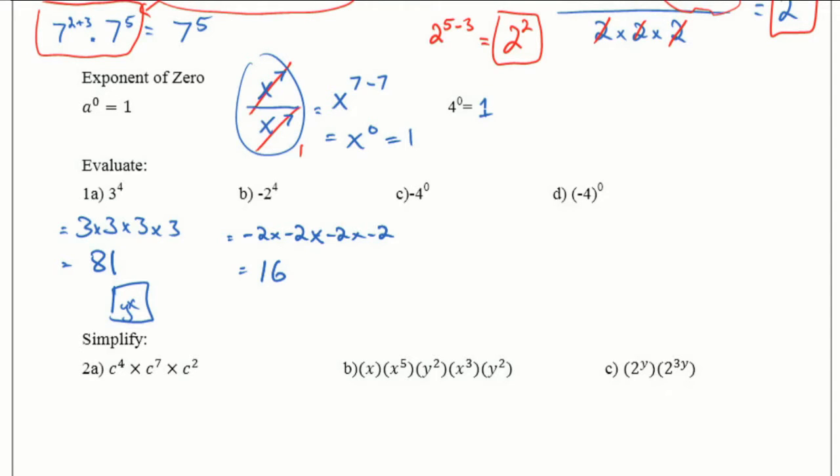Just as a bit of an aside, if I had the same question, negative 2 to the power of 3, that would be negative 2 times negative 2 times negative 2. You can see how I have 1 negative sign, 2 negative signs, 3 negative signs. So the first two are going to give me a positive, and then I'm going to multiply it by the negative. So I'm going to end up with negative 8.